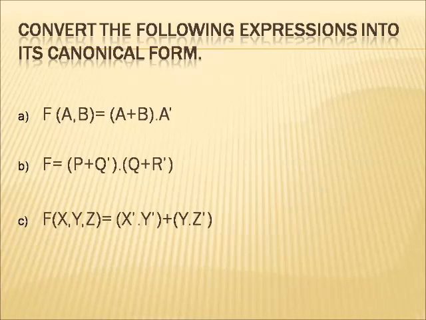Okay, here we can see some examples for the conversion of Boolean expression into its canonical form. The first expression is f is equal to a plus b dot a bar, and second one is f is equal to p plus q bar dot q plus r bar, and third one is f is equal to x bar dot y bar plus y dot z bar. The first expression we can say is in the POS form, and second also in POS form, and third one is in the SOP form, right?